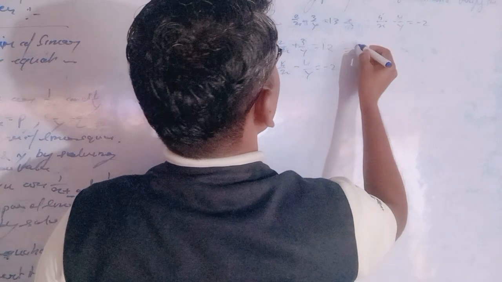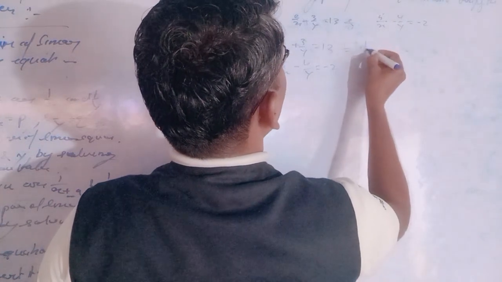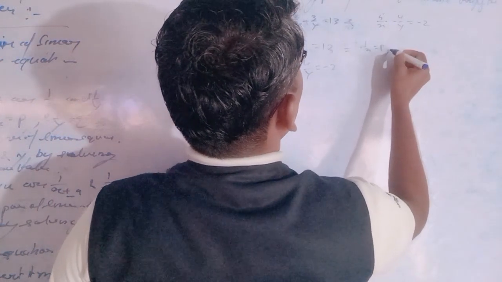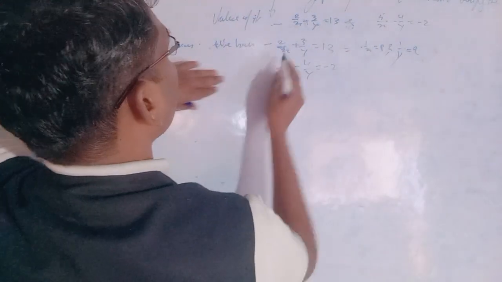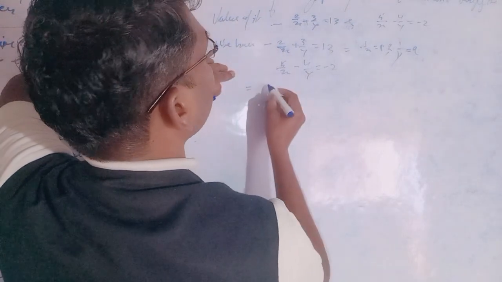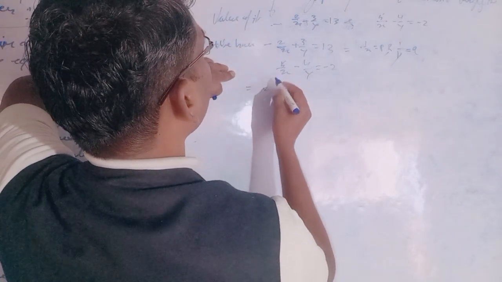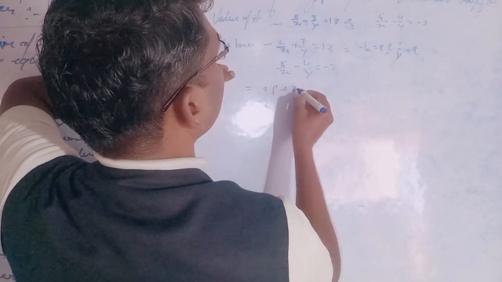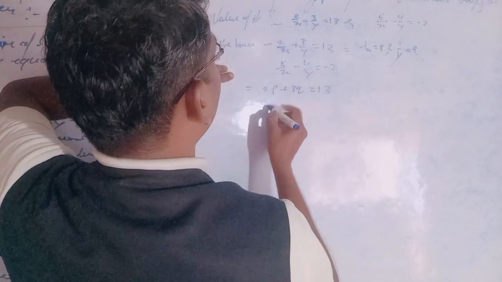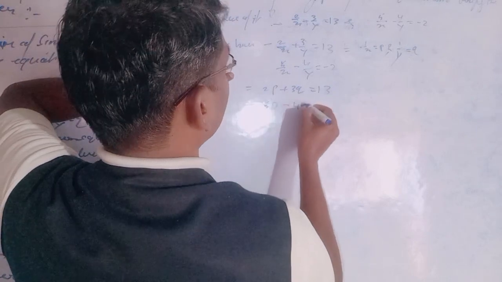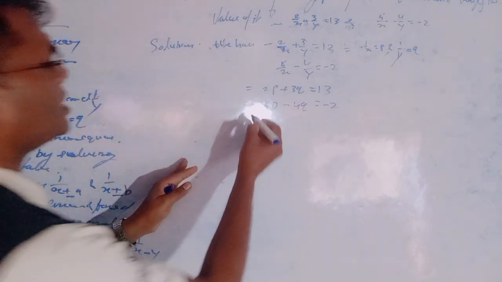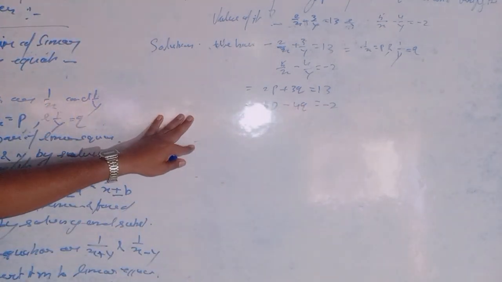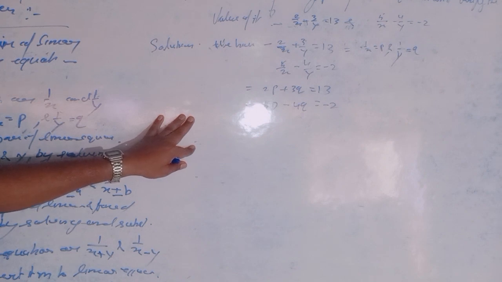So here, let's say 1 by x is equal to p and 1 by y is equal to q. So 2 by x plus 3 by y is converted into 2p plus 3q is equal to 13, and 5p minus 4q is equal to minus 2. Here we have converted both equations. Now solve these equations.